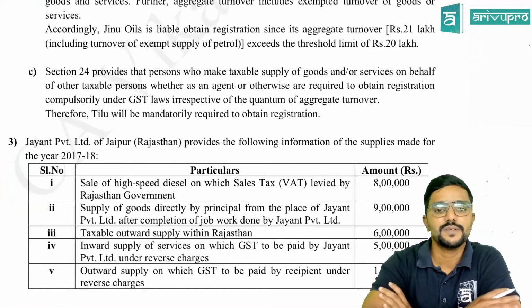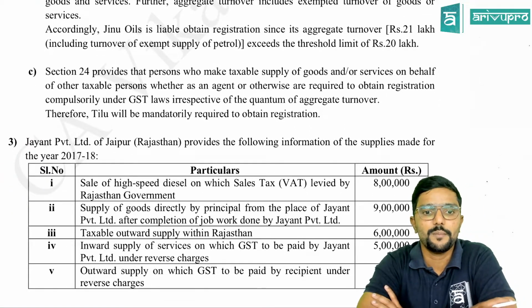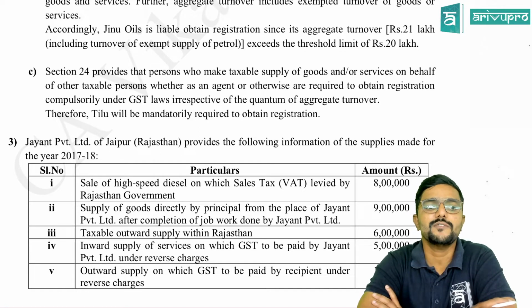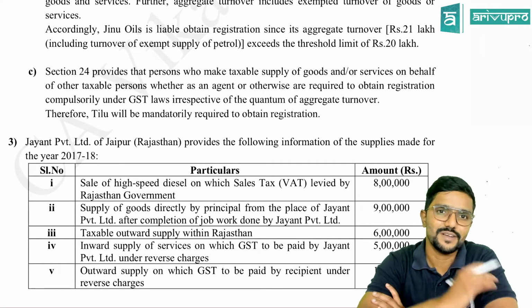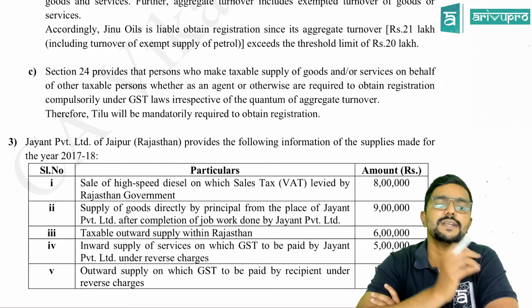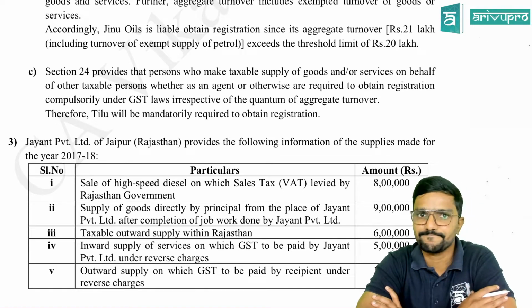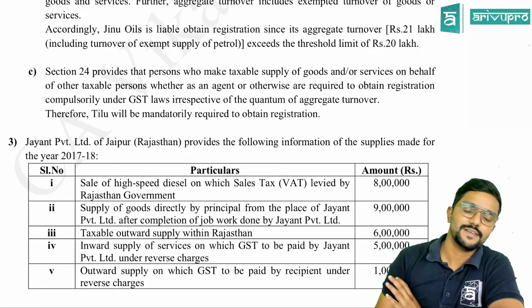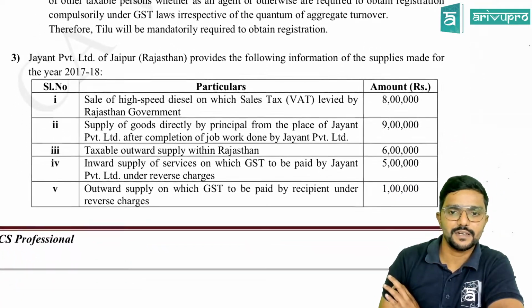So C point. Section 24 provides that persons who make taxable supply of goods and or services on behalf of other taxable persons, whether as an agent or otherwise, are required to obtain registration compulsorily under GST laws, irrespective of the quantum of aggregate turnover. Therefore, Tillu will be mandatorily required to obtain registration. Clear? Yes, sir. Next, third question is again on aggregate turnover.